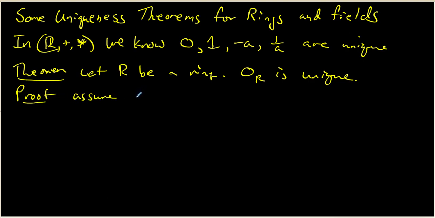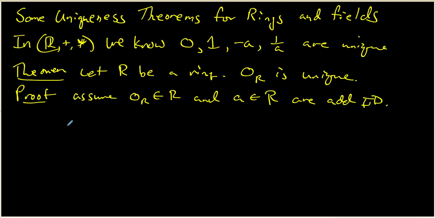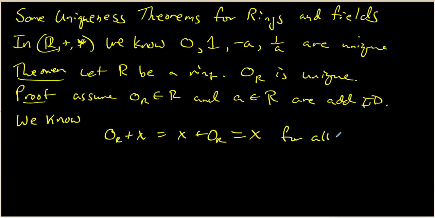that we have not only 0 inside R, but also an element that I'm just going to call A inside of R. And we're going to assume that both of these are additive identities. So what does that mean? That means that we know the following things are true. We know that 0 plus x is equal to x plus 0, and that both of those things are equal to x for all x inside my ring.